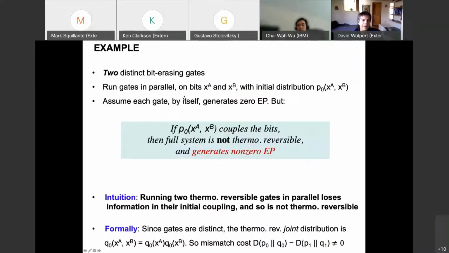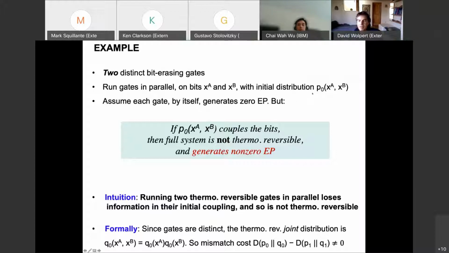Here's another one. Let's say that you have two distinct bit erasing gates. Heaven forbid, you've got a computer with more than one bit eraser. We're running them in parallel on bits XA and XB, and this is your initial joint distribution over XA and XB. Assume that each gate by itself runs quasi-statically, slowly. Each one is thermodynamically reversible by itself, generates zero entropy production.